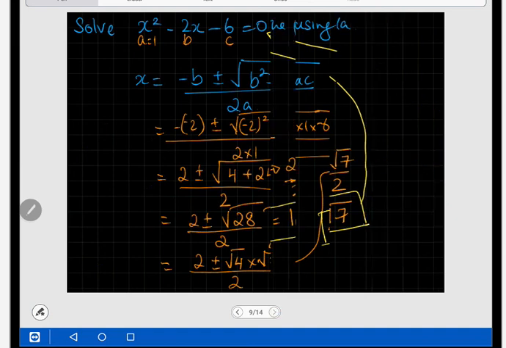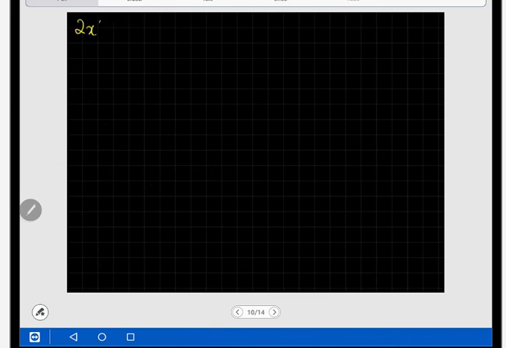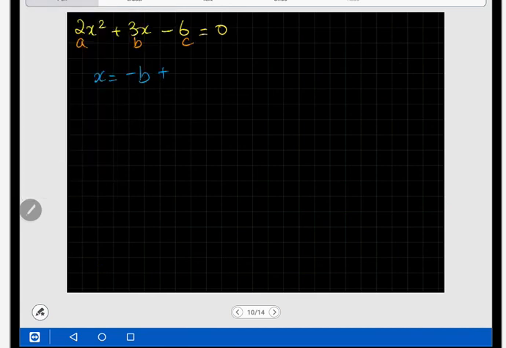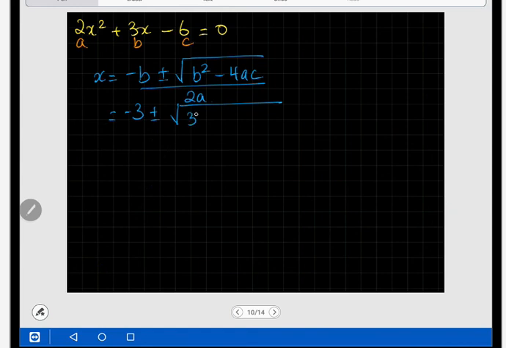Okay, let's do another one, right? 2x squared plus 3x minus 6 is equal to 0. Okay, a, b, c, right? I use my formula now. x is equal to minus b plus or minus square root of b squared minus 4ac divided by 2a. I just substitute the values of a, b, c in this formula. So minus b is minus 3 plus or minus square root of b squared. So that's 3 to the square, minus 4 times a times minus 6 here. All right, divide by 2a. 2 times 2 becomes what?